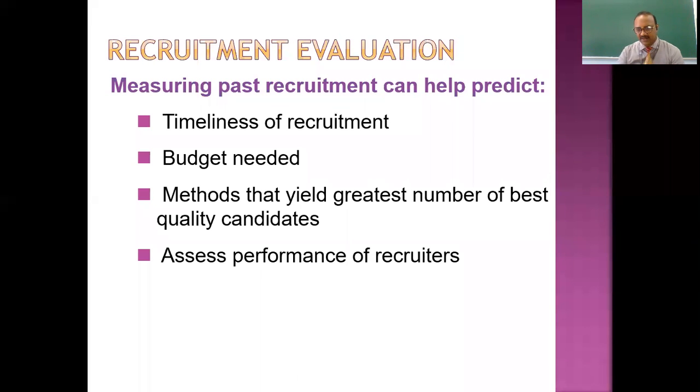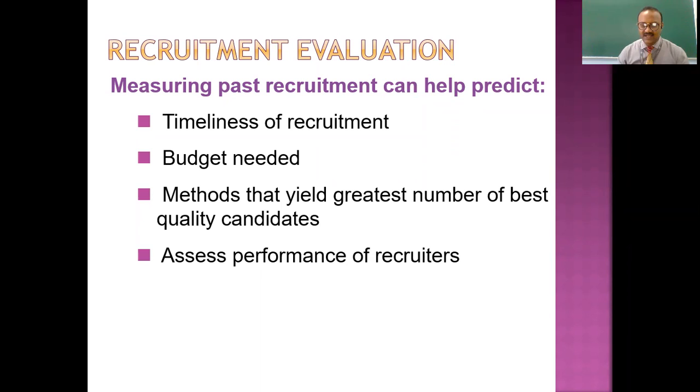One is whether the recruitment was fulfilled within the time that we had fixed, within the deadline. Secondly, whether we have been able to complete the task within the budget that was given. Then, as a recruiter, when you planned your recruitment strategy and implemented it to get the highest quality of potential candidates, which method gave you the best result? Which source gave you the best result? Which campus gave you a good number of fresh candidates? Which HR consulting firms gave you some of the finest candidates?